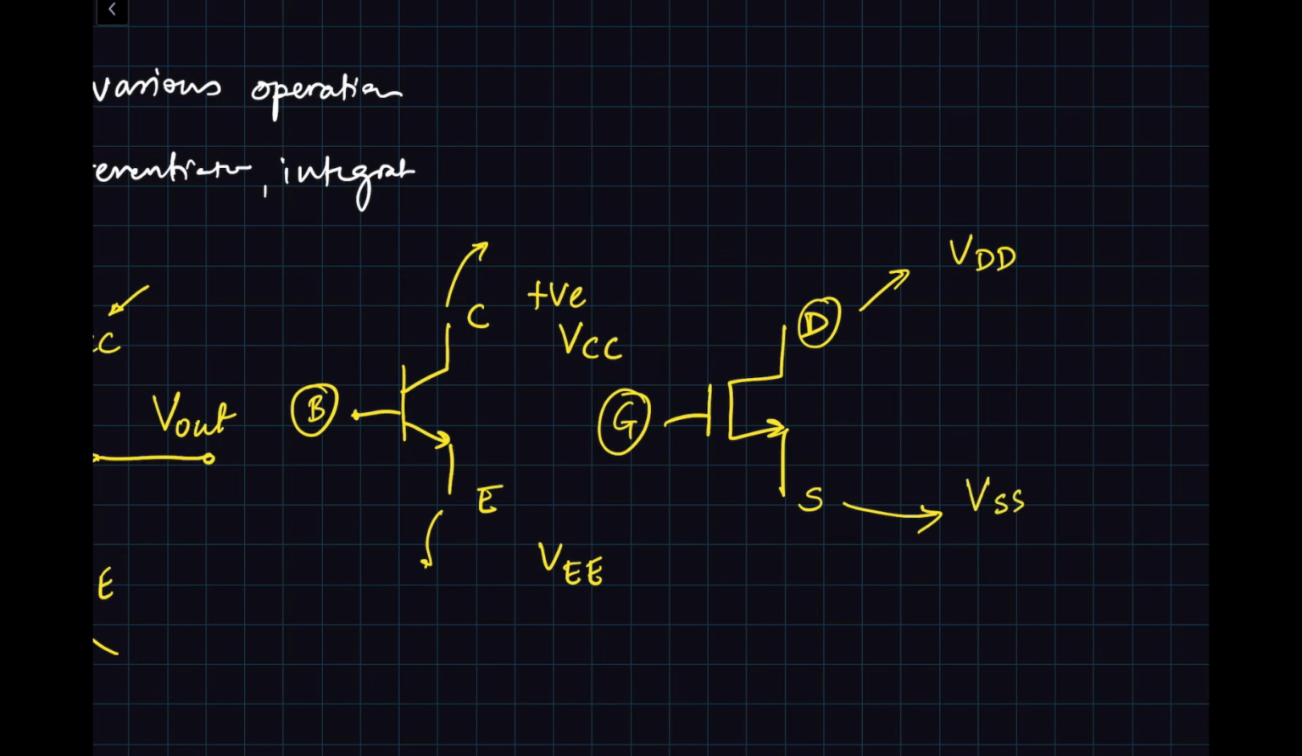Just a trivia that you should know, and you will see it in many places. If the circuit is made using BJTs, then you will see VCC and VEE. If the circuit is made using MOSFETs, then it's VDD and VSS. It's just a naming convention. VDD represents the most positive voltage, VSS represents the most negative voltage applied.